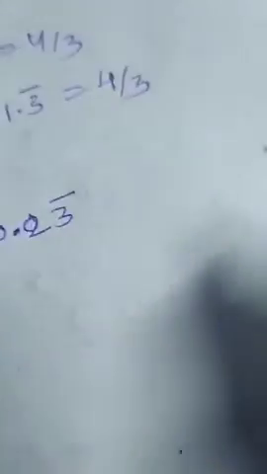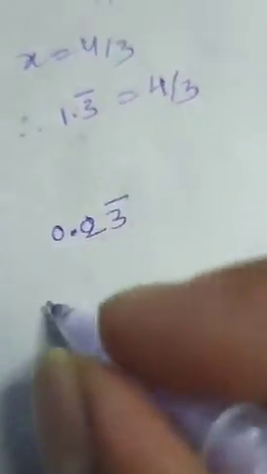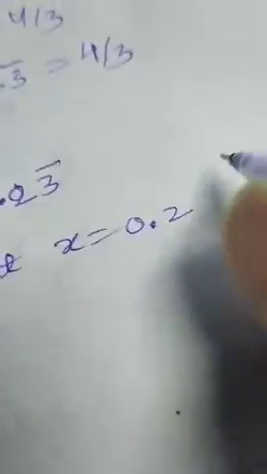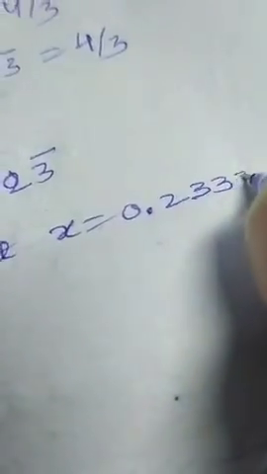Okay, one more example I am taking. Suppose I am taking 0.23 bar. See this number, 0.23 having the bar. That means I am taking this number as x equal to 0.2, remove the bar. When you are removing the bar, continue the number which has the bar. So here only 3 has the bar. So 3 is recurring, occurring again and again.